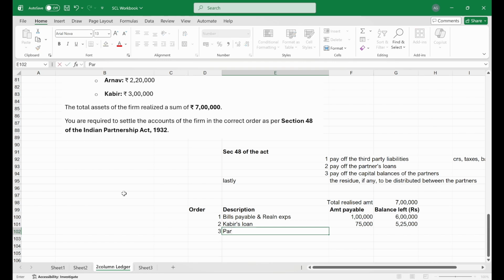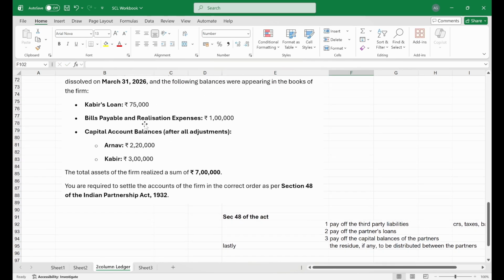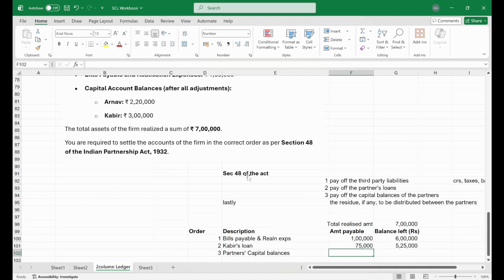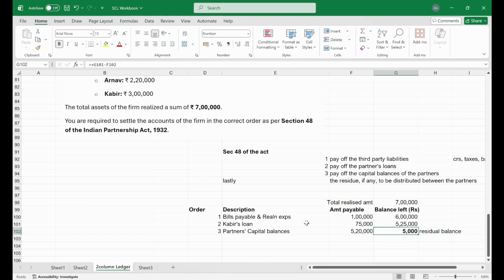The third order is partners' capital balances, which turned out to be 2,20,000 and 3 lakhs. So 2,20,000 and 3 lakhs. How much total capital paid off? 5,20,000. So still, how much we are left with? We are left with a final residual balance of 5,000. A residual balance of 5,000. This 5,000 will be distributed lastly between the partners in their profit sharing ratio.